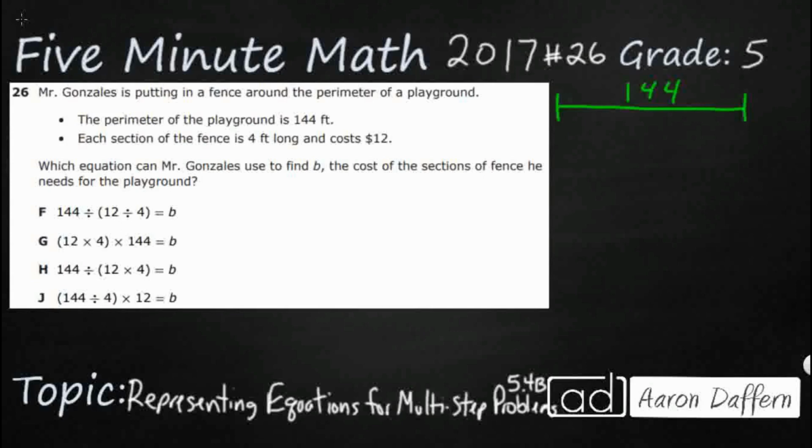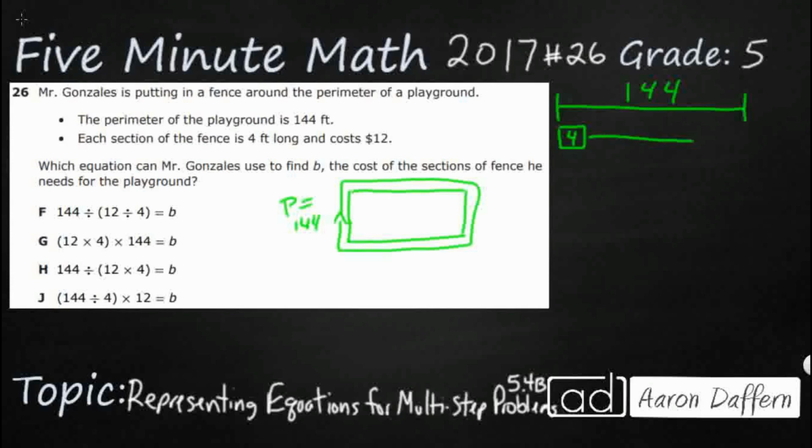So let's say we've got our playground right here. Let's say it's a rectangular playground. We're going to say our P equals 144. So the perimeter, remember, is all the way around. There's those four sides of that fence. Each section of the fence is 4 feet long and costs $12. So each section is 4 feet, and then each of those sections is also $12.